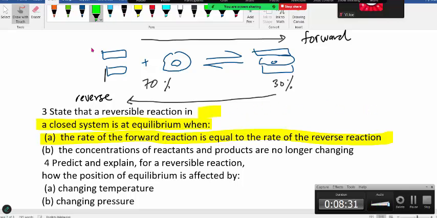And the concentrations of the reactants and products are no longer changing. It doesn't have to be the same. It's not the same. It's just no more changing. 70%, 30% means 70%, 30%. It doesn't change anymore. Okay?